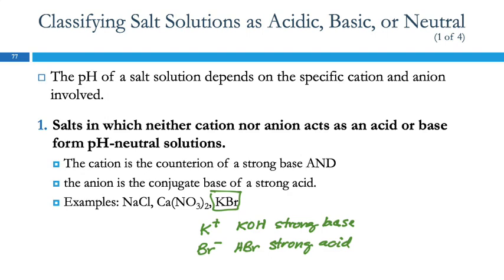So the stronger it is as a base, the weaker it is as an acid, and vice versa. So here, the base is strong, and that makes the conjugate nothing. Here, the strong acid, the conjugate is nothing. It's not going to act as a base. The conjugate is not going to act as an acid.